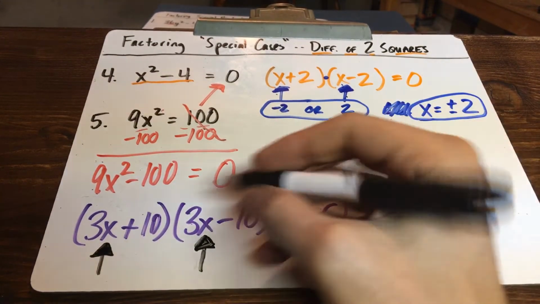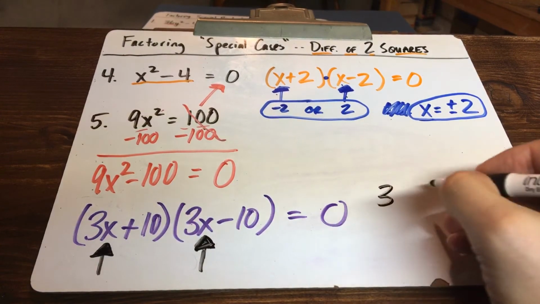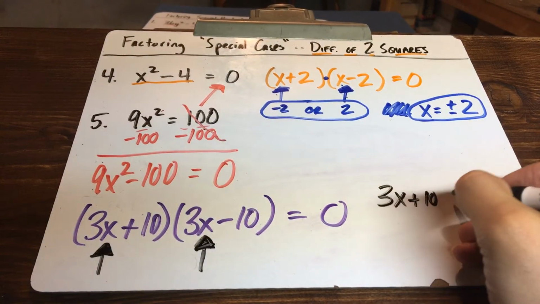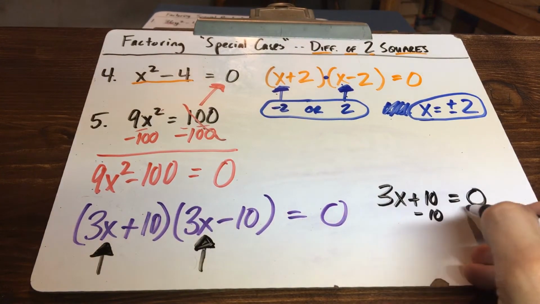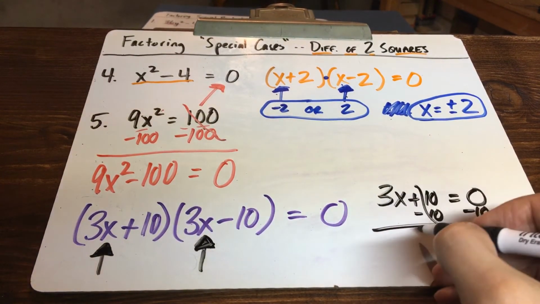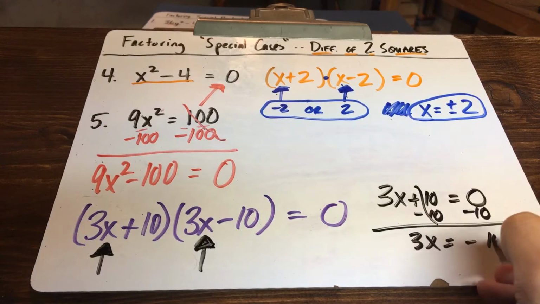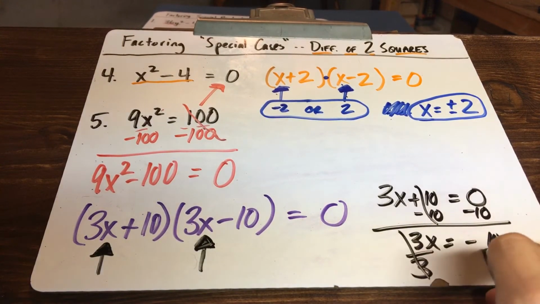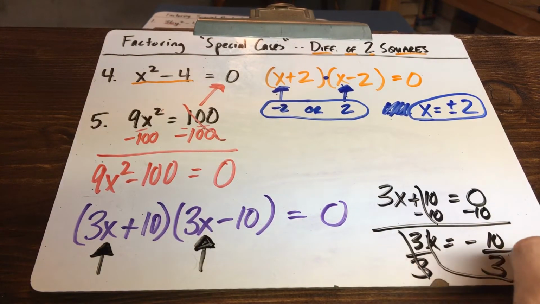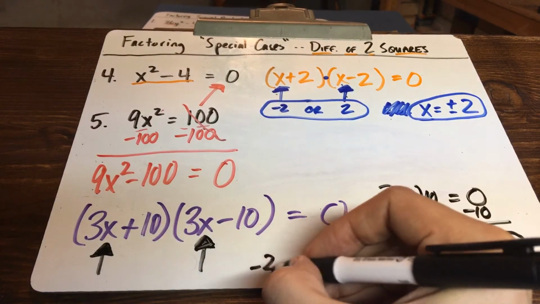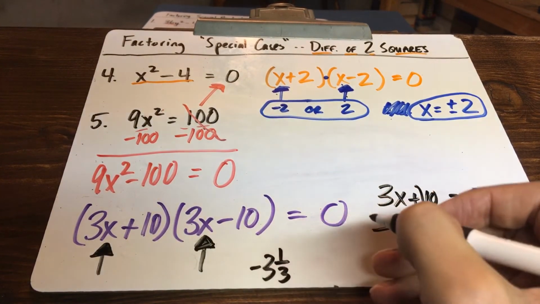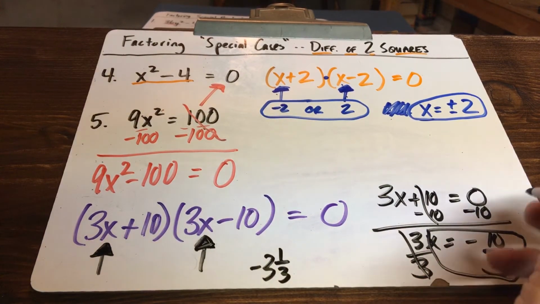If you can't do it in your head, just take each parentheses and make it equal 0 and then work it out, right? For this one, we would do minus 10 on both sides, 3 times something equals negative 10. And then you divide by negative 3, and you get negative 10 over 3, which is obviously something you could write as negative 3 1/3. And if I'm being honest with you guys, the other answer is always going to be the opposite.